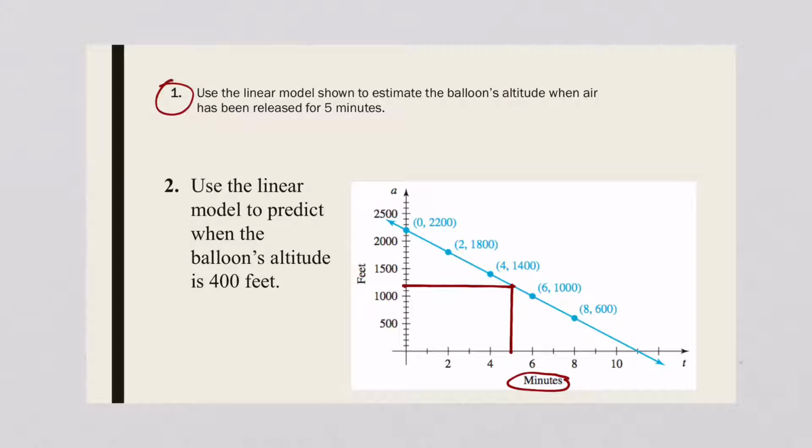So now I can answer this question. Use the linear model to estimate the balloon's altitude when air has been released for 5 minutes. Well, here's the 5-minute mark right here. I went straight up, and then I look over here to the left, and I want this number right here. It looks like that number is, let me erase just a second because it's kind of hard to tell. Looks like that number is 1,200. So it looks like the altitude is 1,200 feet.